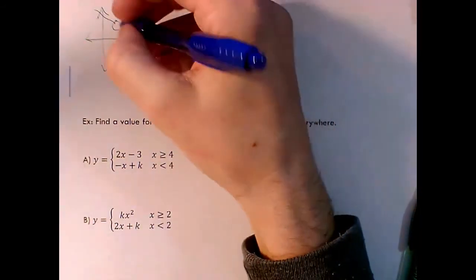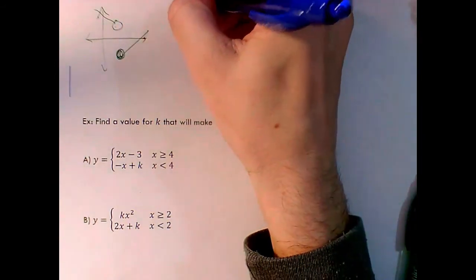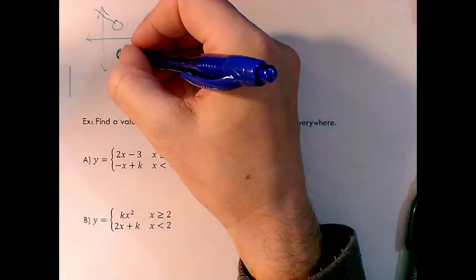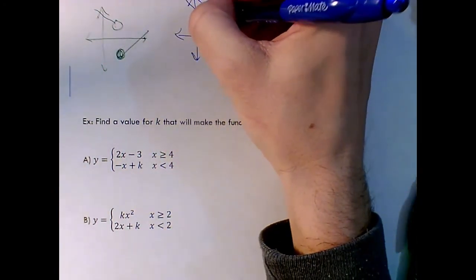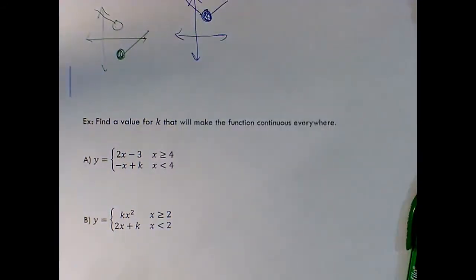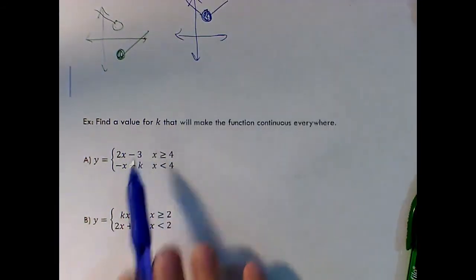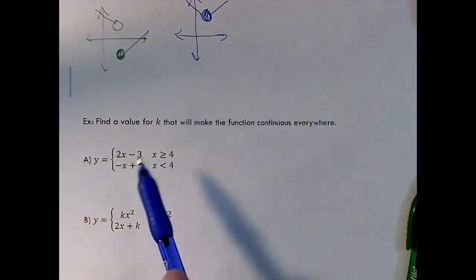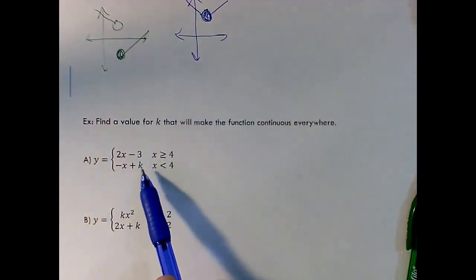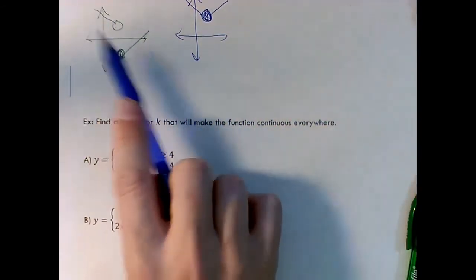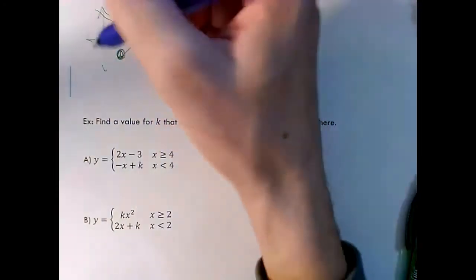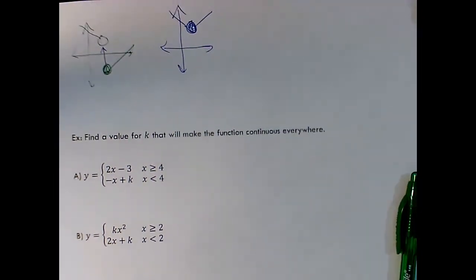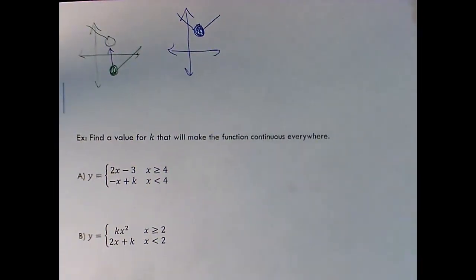How can I create this exact same graph so that I keep this one just the way it is, but I bring that up and connect it to that? I need to find out how I can make these guys equal to each other when x is this number. Right now, I don't know what k is, but if k was 8, I would have something like this. What must I change k to that will allow me to move that up and connect so that I have a continuous function?